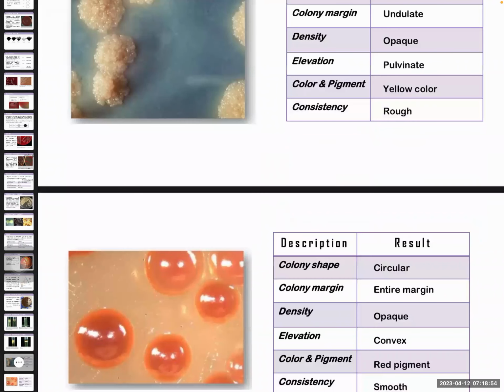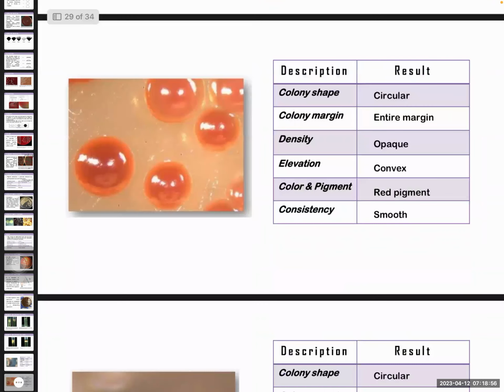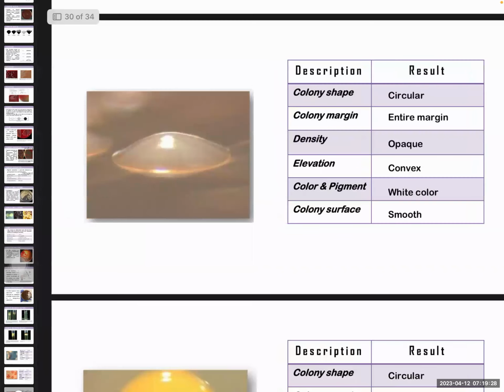And we also have another one here: circular, smooth yung shape or yung margin, density is opaque, elevation is convex or dome-like, color and pigment. As an initial identity, we can identify this as Serratia because of the red pigment. But again, there are organisms that are capable of producing other red pigments, so initial finding muna as of now.